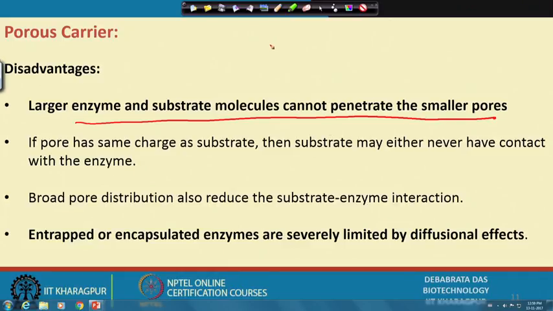So the problem we have is, let me tell you, that the rule of thumb is that the size of the pore should be double the size of the enzyme. Suppose the size of the enzyme is 84 angstrom unit. So it should be 2 into 84 angstrom unit, that is 168 angstrom unit, should be the pore size.